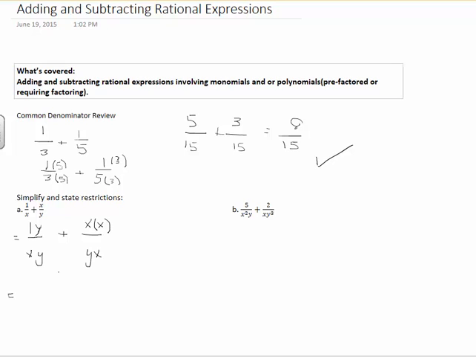So now I just add the numerators together, and the denominators stay the same. So I have x squared plus y on top, and on the bottom my common denominator is x times y. Last thing, of course, is we have to have restrictions. x can never be 0, or the whole denominator would be 0, and y can never be 0. All right, let's try another example over here.